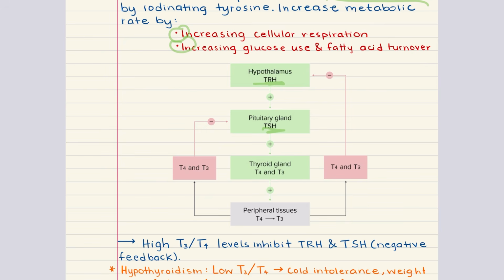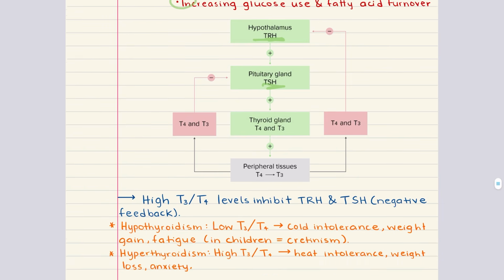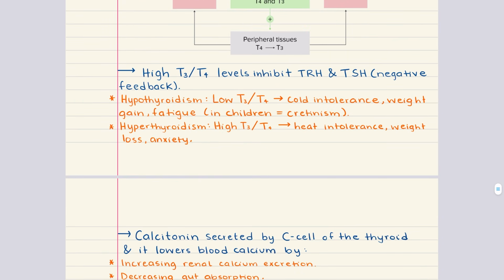Now let's take a quick look at what happens when thyroid levels are mismatched, when thyroid levels are either too low or too high. In hypothyroidism, there is too little T3 and T4 being produced. What this leads to is cold intolerance, some weight gain, and extreme fatigue. In children, severe hypothyroidism can cause a condition called cretinism.